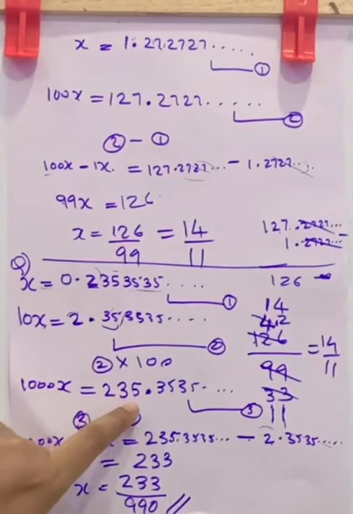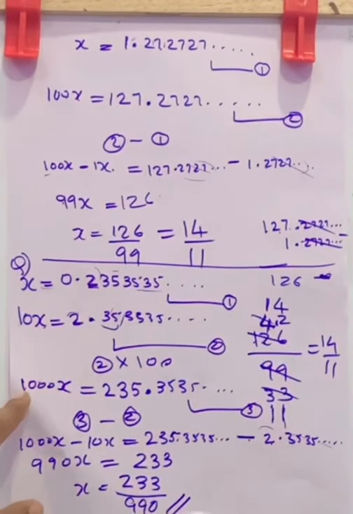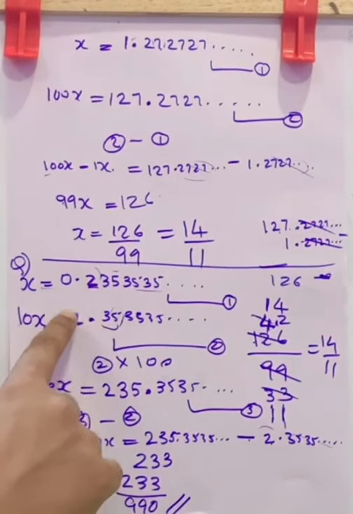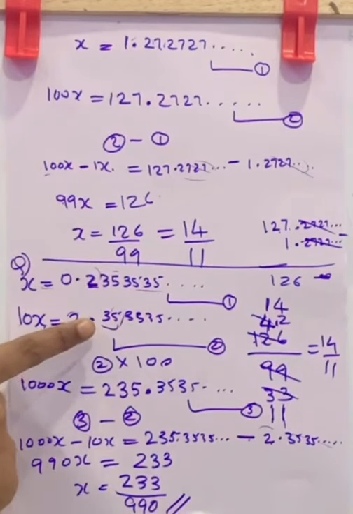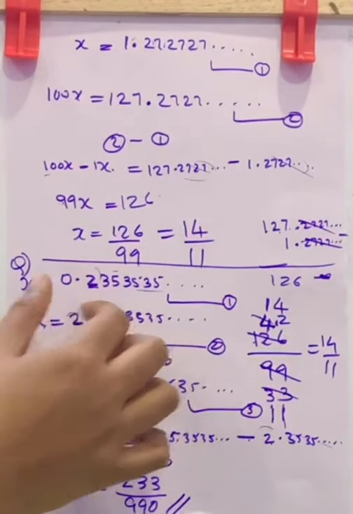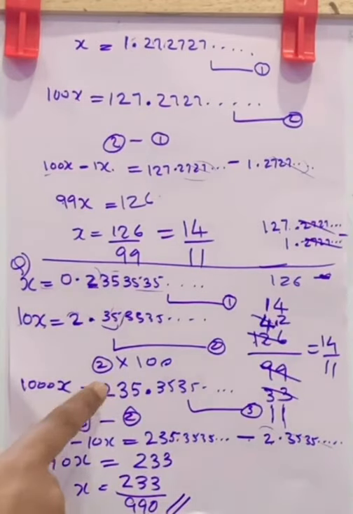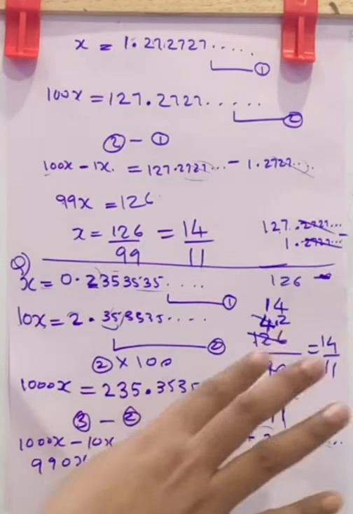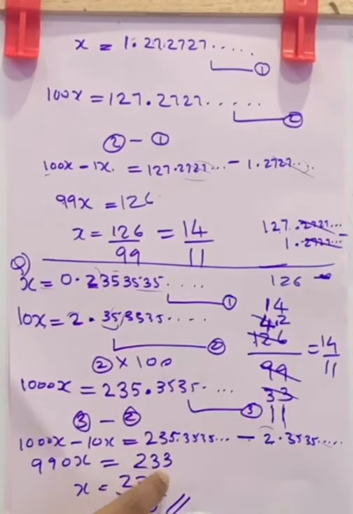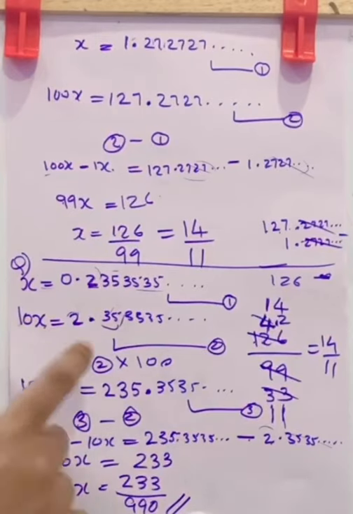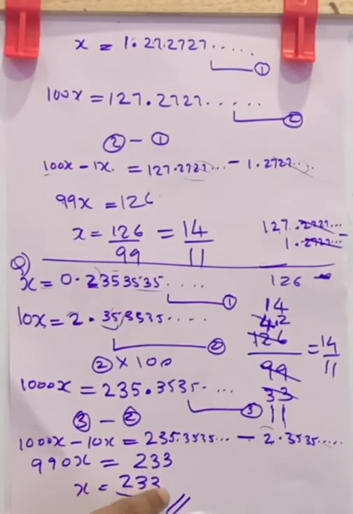Now this becomes 235.3535. That is 1000x. Because here it is 10x. We are multiplying 100 with this equation, not this equation. You are next considering the new equation, that is 2. Now multiplying, you will get 235 point this. And now subtracting, this part will be cancelled. 235 minus 2 is 233 here. 1000x minus 10x is 990. Now x is equal to 233 by 990 and it is in the least form. So this is the P by Q.